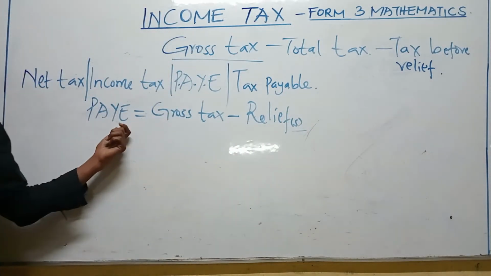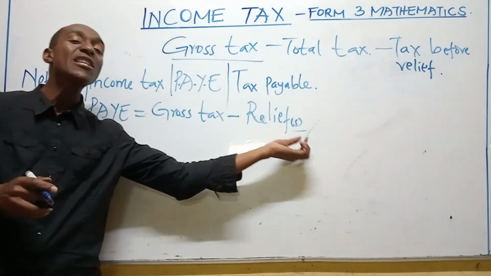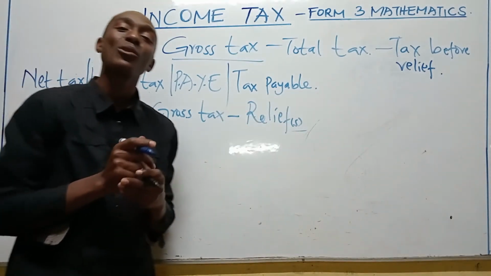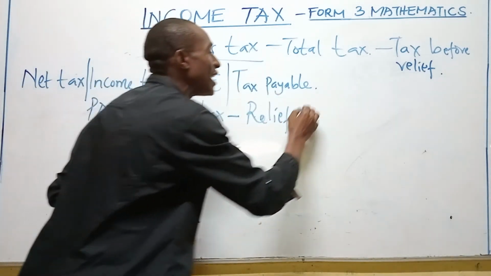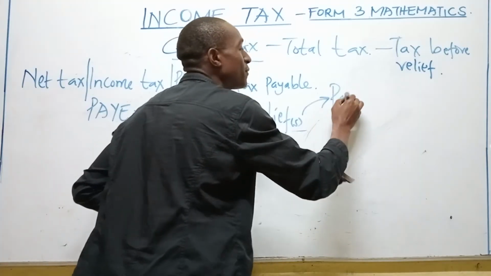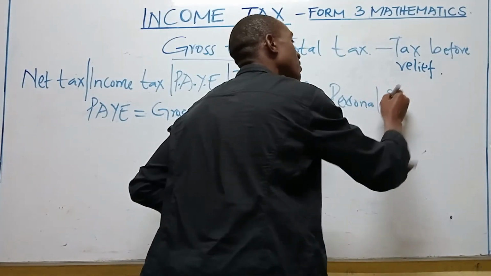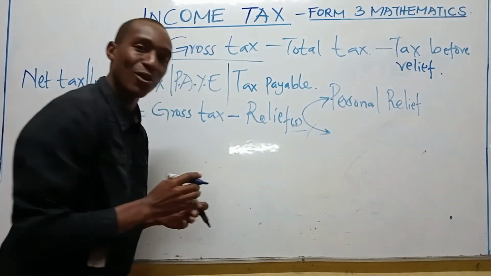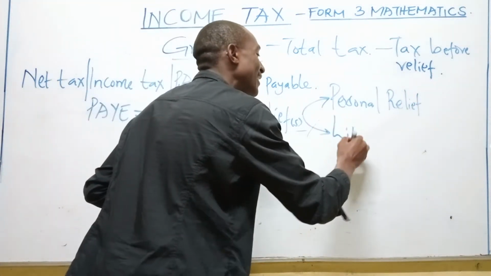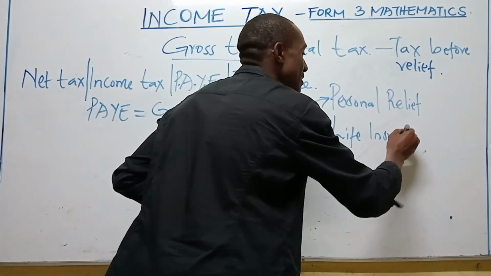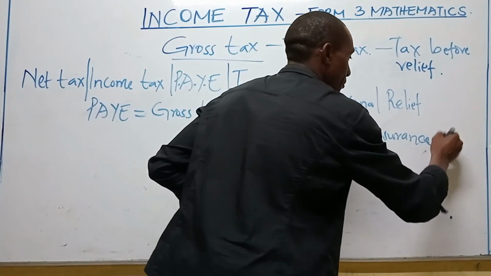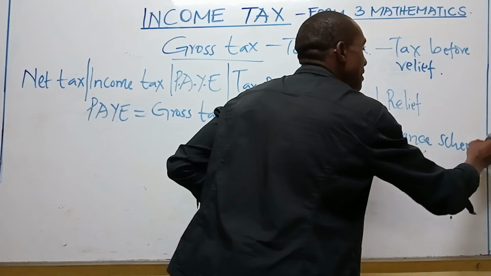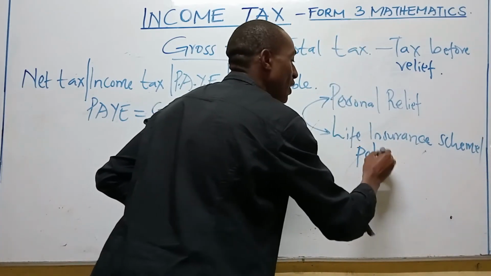I have done that deliberately. Pay as you earn is equal to gross tax minus reliefs, because I know we have several types of reliefs, and commonly we have personal relief. We also have another one that is not very common called life insurance scheme. We can say scheme or policy.